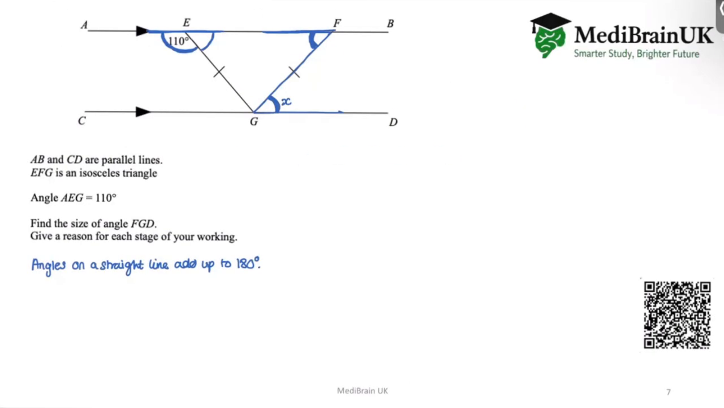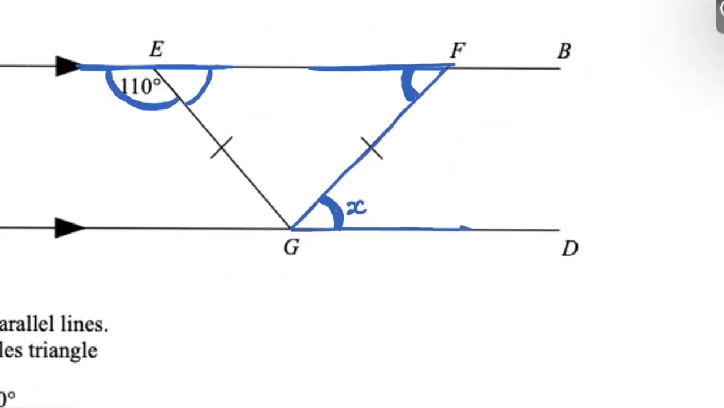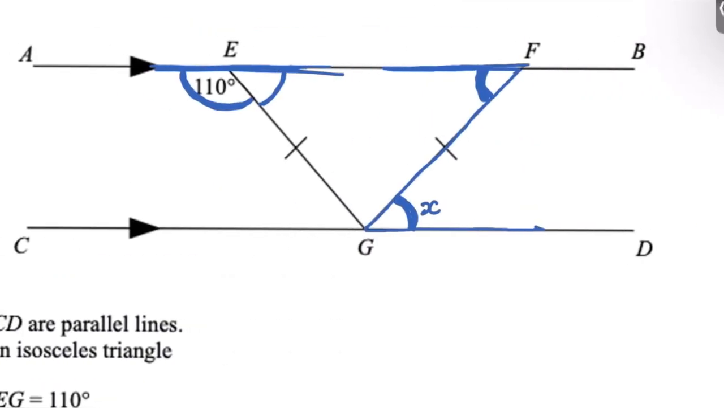So when we have a look at this, we can see that this is a straight line because these are parallel lines. This is a straight line over here. If this is 110, that means that this angle must be 180 subtract 110, which is going to get you 70 degrees. So that means that angle there is 70 degrees.